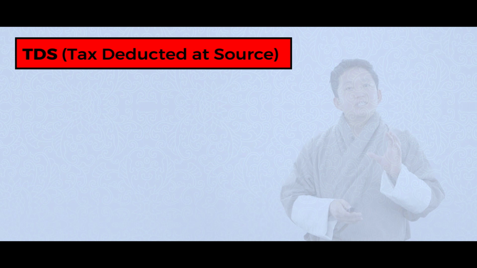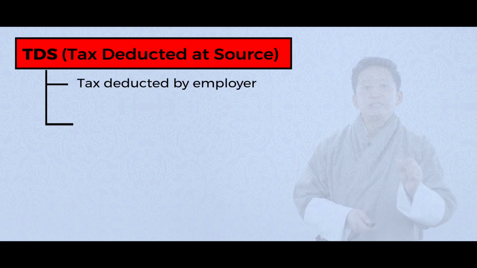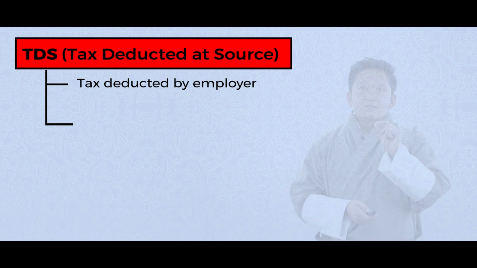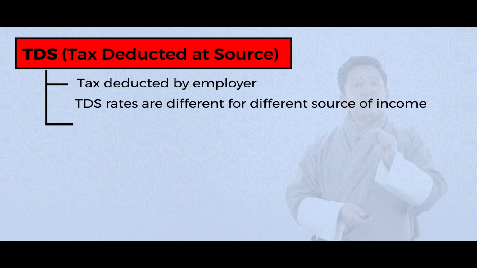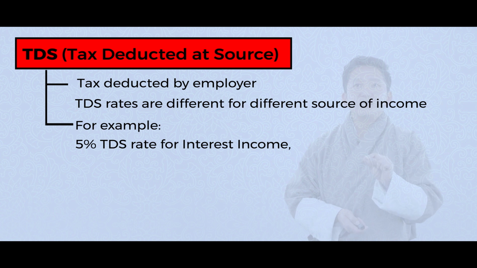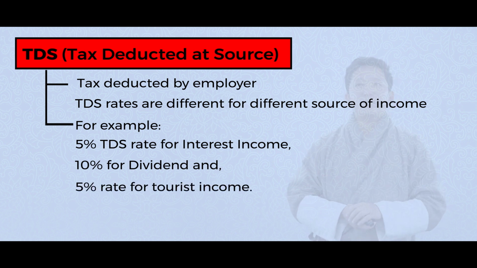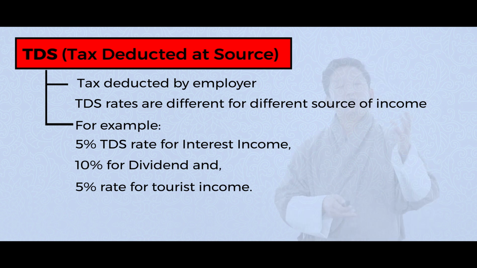Sometimes, in order to reduce the burden to the taxpayers, the tax is deducted at the source. That is called TDS, tax deducted at source. So these TDS are of different rates. First type is 5% TDS rate for interest income and 10% for dividend. 5% rate for tourist income. So if your income is from tourists, you are liable for 5% tax.